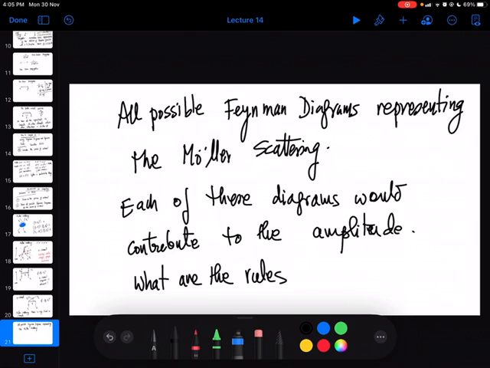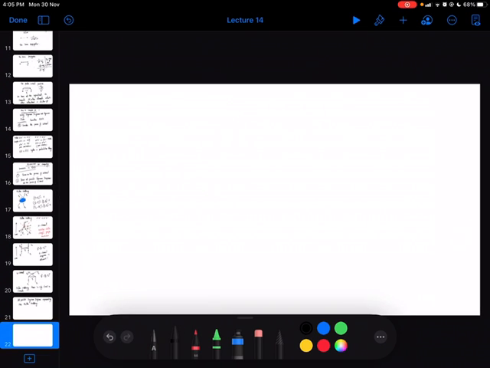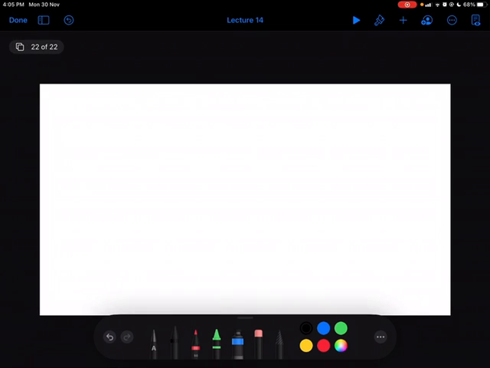Once we have drawn the Feynman diagrams, the next step is to write down the amplitudes corresponding to each of these Feynman diagrams. The amplitudes can be written by using something called the Feynman rules. So let's take one particular example.